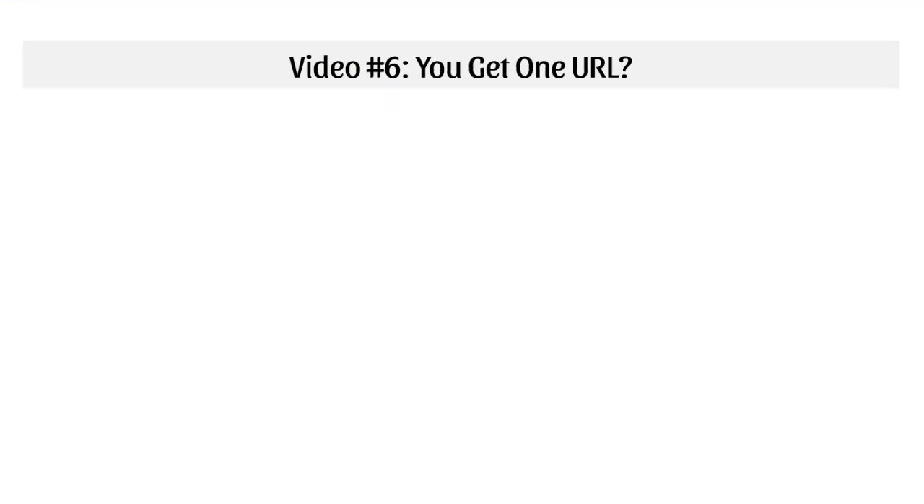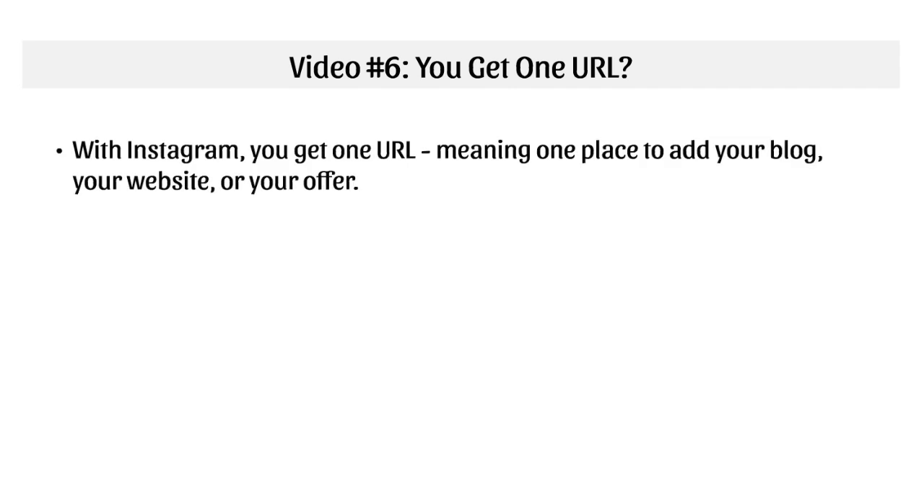It's called You Get One URL. So that's the reality with Instagram, you get one URL, meaning one place to add your blog, your website, or your offer. It's not like Facebook where you can create a post every single time and put a URL directly to your offer. You get one URL, so you got to choose it wisely. So the question is, what URL should you use?